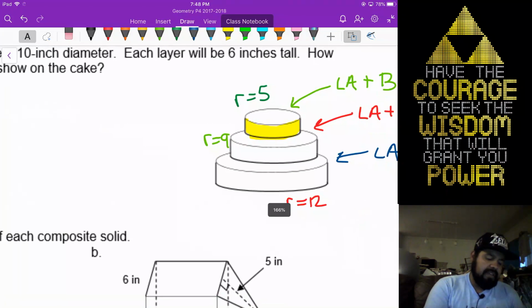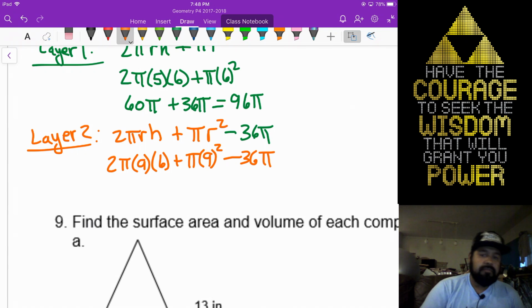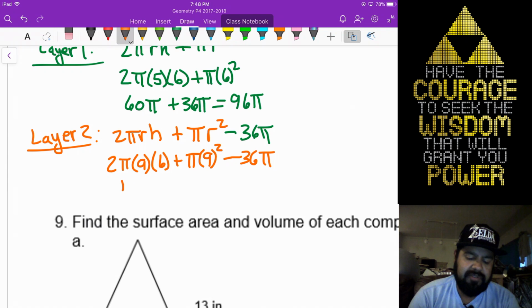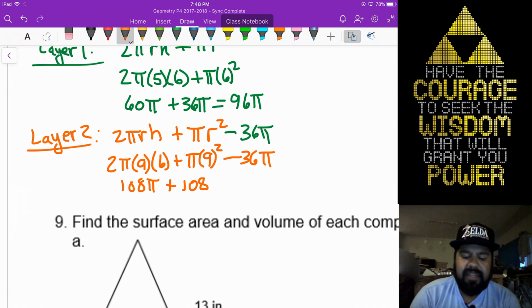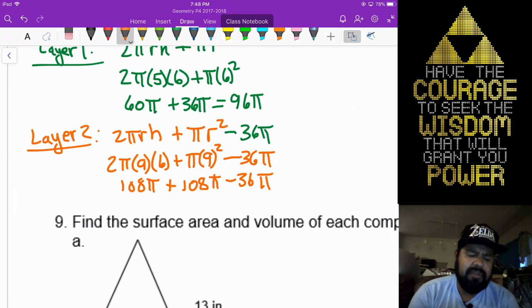Okay, so now plugging in the radius of 9, we're going to have 2 pi 9 times 6 plus pi 9 squared. So let's see here, 9 times 6 is 54, 54 times 2 is 108, 108 pi, plus 9 squared, which is 81 pi, minus 36 pi. Why did I say 9 squared was 108? That's 81. Bad, Mr. T.